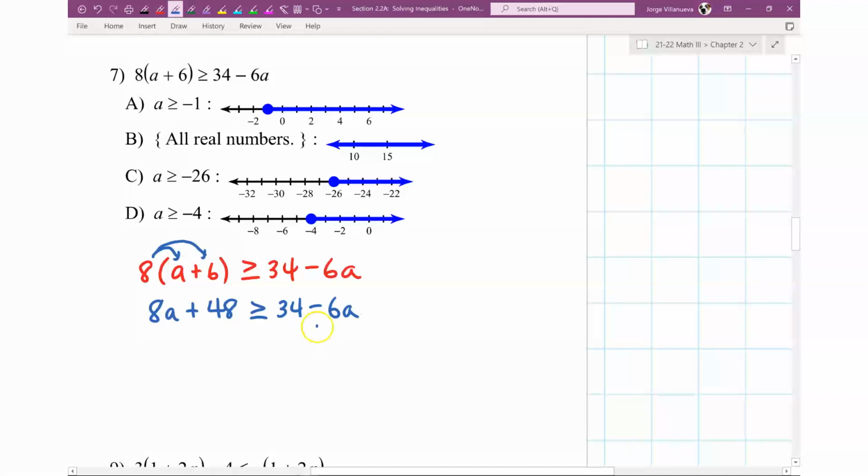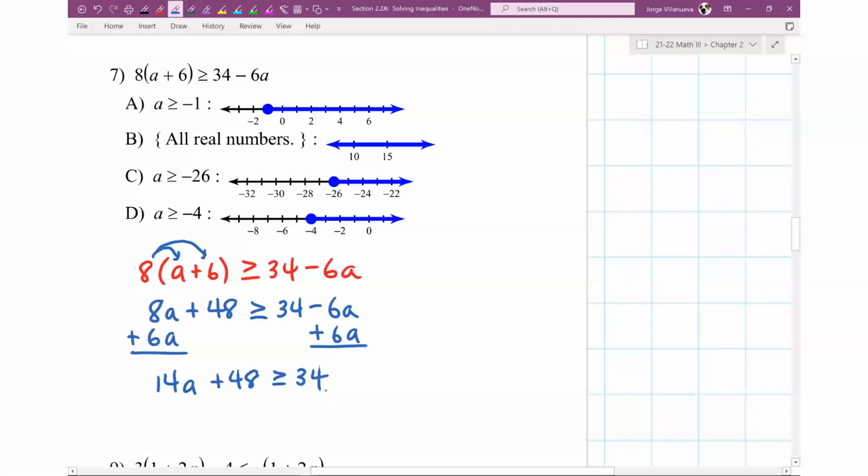So let's add 6a to both sides. And I also want to do that because it's going to keep my variables on the left side. I like my variables on the left side if possible. Okay? And that's why I'm waiting for questions 2 and 3, because those are going to end up on the right side. So I want you to see what you have to do if they're on the right side over there. So I get 14a plus 48 greater than or equal to 34.